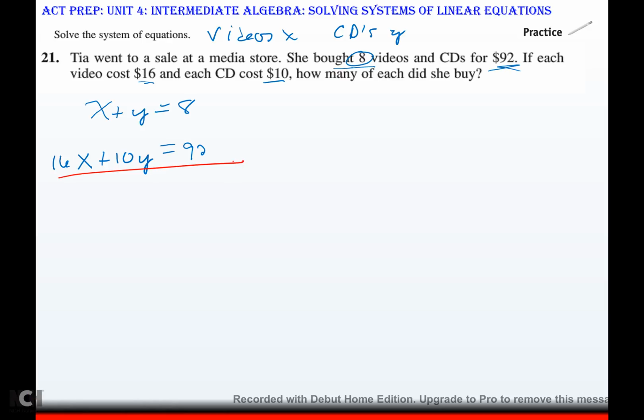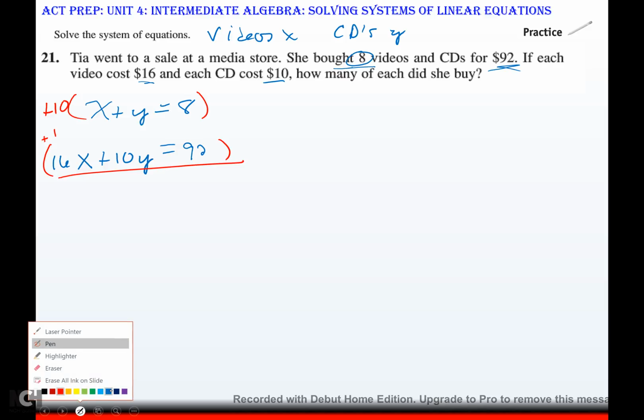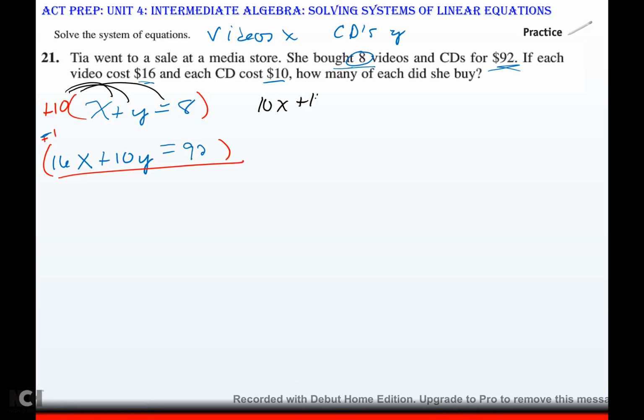I can't add yet, nothing's going to cancel, so I've got to multiply the top by the bottom and the bottom by the top. I'm going to do Y's just because one of them's smaller. So if I do Y's, then positive 10 comes up and positive 1 comes down. But since they came out the same, I need to make them different. So if I distribute the 10 on top, I get 10x plus 10y equals 80. And on bottom, I'm going to get negative 16x, negative 10y equals negative 92.